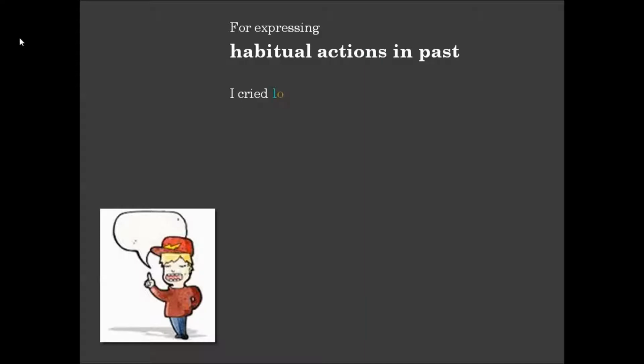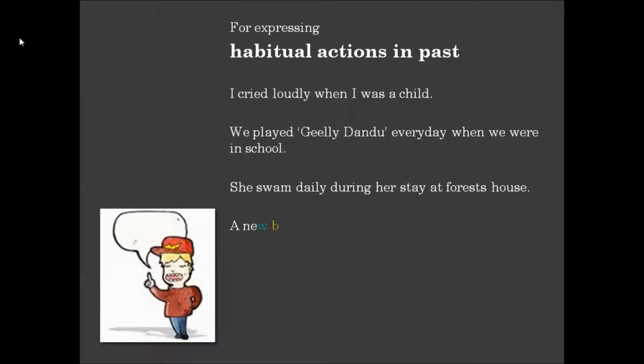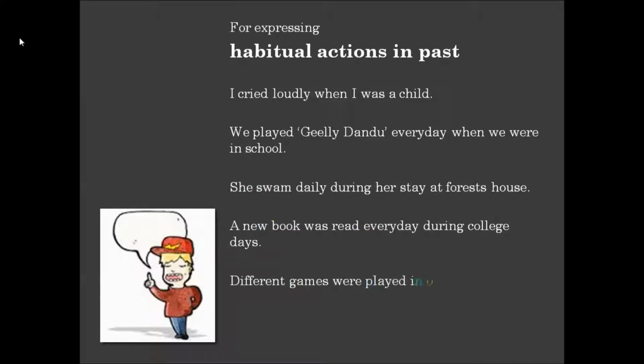Now the same structures can also be used to express habitual actions in past, that is regular and repeated action in past. Now see this example: I cried loudly when I was a child. It means I used to cry loudly when I was a child, or I would cry loudly when I was a child. Means the action of crying happened regularly and repeatedly in past, and it doesn't happen now. So this is what it tells: action happened regularly, repeatedly in past.